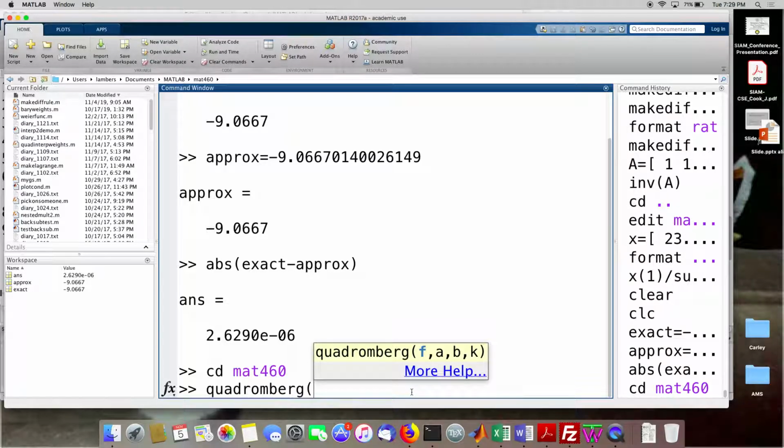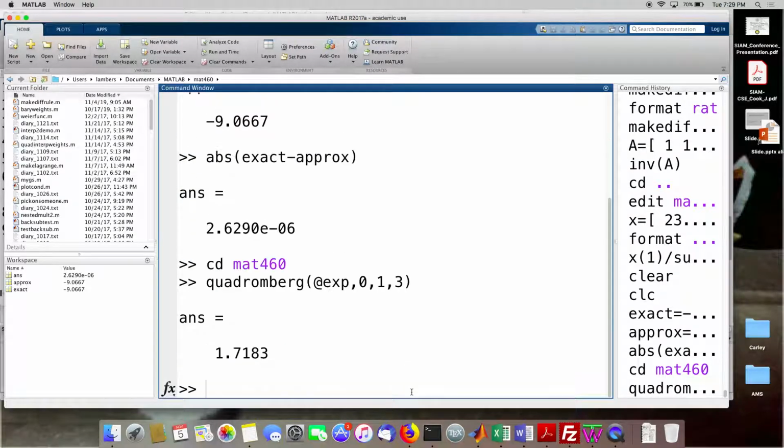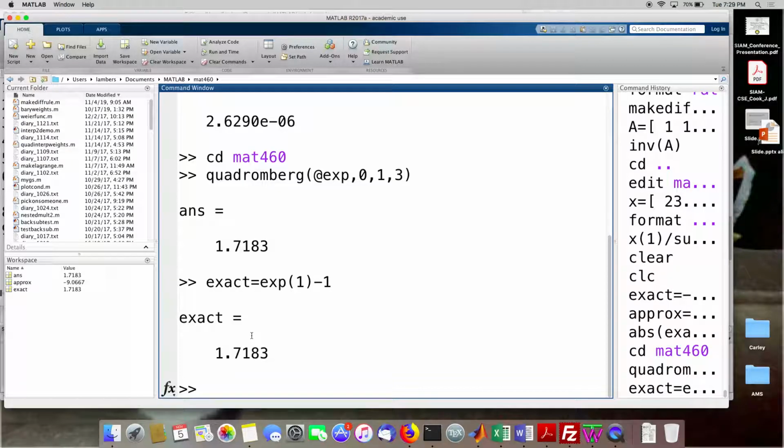Now, I'm going to call this function. I'll just use the exponential on the interval 0 to 1. I'll do 3 rounds, really 2 rounds of extrapolation, but 3 columns of data altogether. I want to see what it prints out. Well, it just gives the approximation. And the exact value is the integral of e to the x from 0 to 1, which is e to the x with limits 0 and 1. So this is the exact value. Okay, so it's pretty accurate.